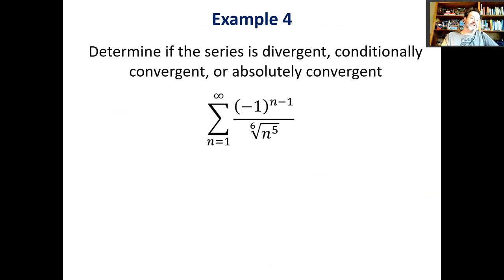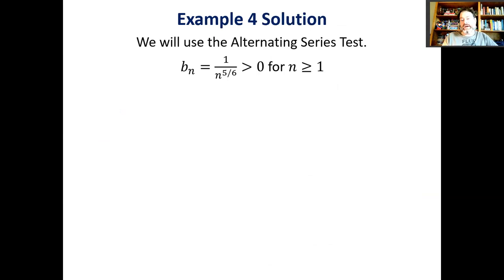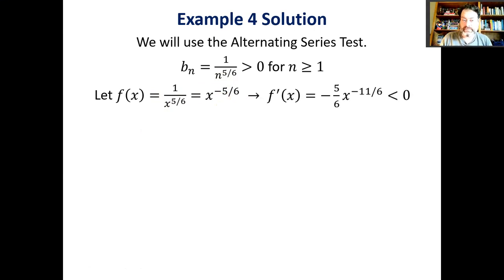Well, we see that it's alternating, so maybe we want to use the alternating series test. So the BNs are positive, right? Got to show that. So I'm going to do what I did before. I'm going to replace n with x. I'm going to show the derivative is negative, so that shows it's decreasing. Right? So there you can see that this derivative is always negative, right?